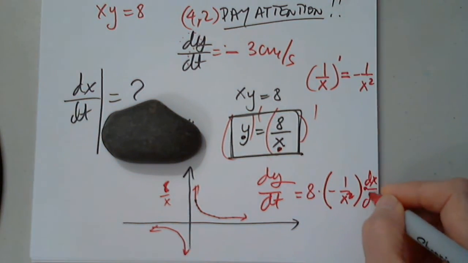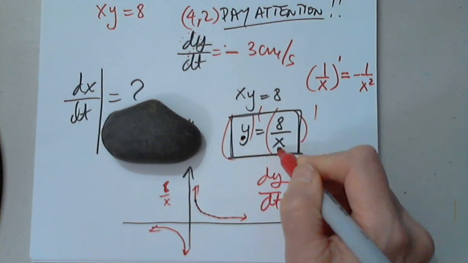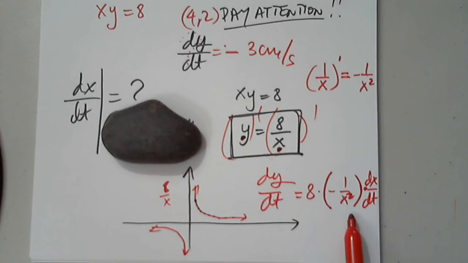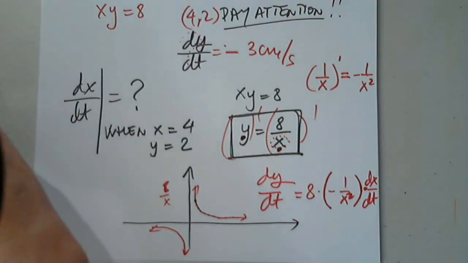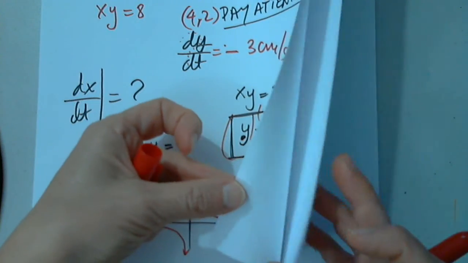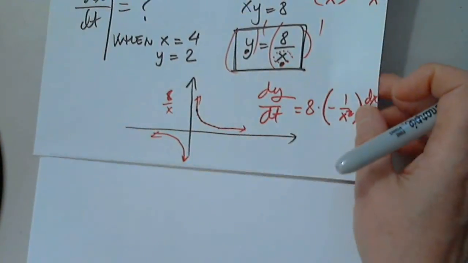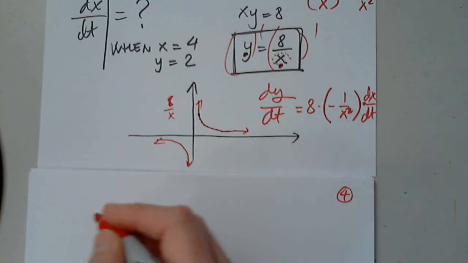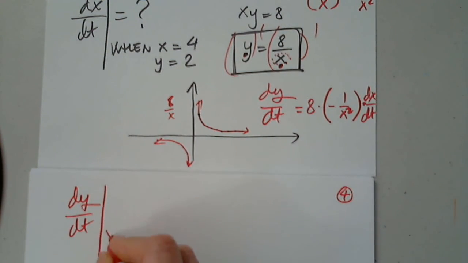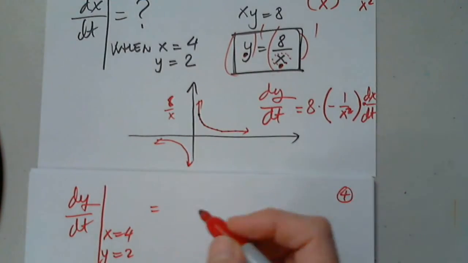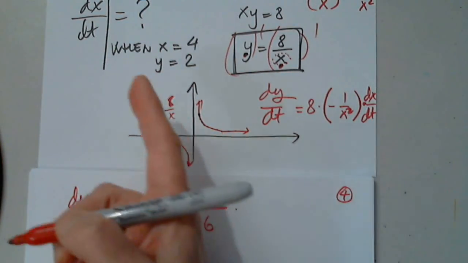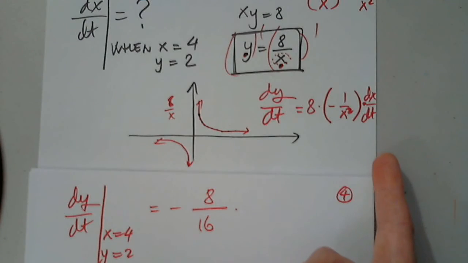dx over dt. Very good. That's why I put the dots, so we don't forget. So dy over dt is 8, negative 1 over x squared, times the inner function prime, dx over dt. Now the "when" comes into play, not before. Don't touch it. So now dy over dt, when x is 4 and y is 2, that's fine. Negative 8 over x squared, 16, times dx over dt.